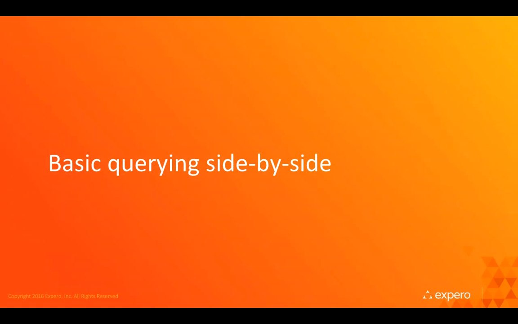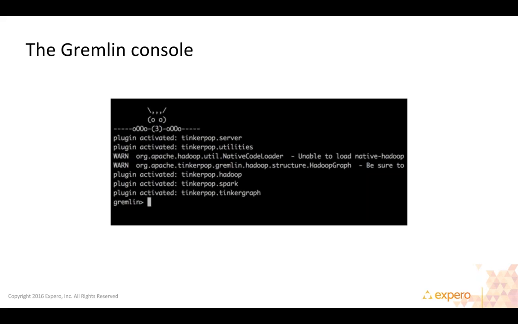So now for some basic querying, so just some side-by-side graph, TinkerPop, and SQL comparisons. One way to get started with TinkerPop, and I'll have some more links at the end so you guys can go check this out on your own, play with it, but one way to get started with it is simply to interact through the Gremlin console. And so here's a little screenshot of the console. When you go into the console, you'll see a number of plugins are activated. These are different pieces of functionality that you can add into the console, and then you can connect to a graph and start querying.